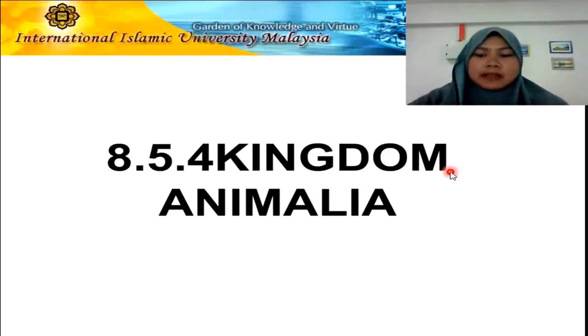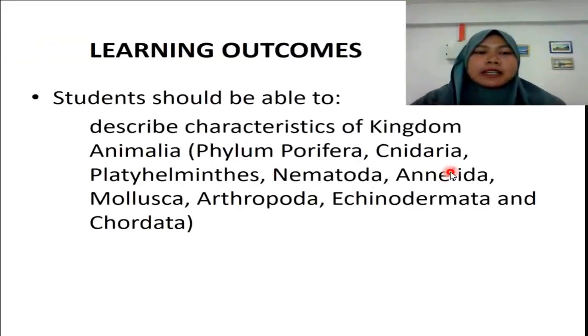In this subtopic on Kingdom Animalia, you should know the characteristics of Kingdom Animalia, including the phyla Porifera, Cnidaria, Platyhelminthes, Nematoda, Annelida, Mollusca, Arthropoda, Echinodermata, and Chordata. But before I proceed, I would like you to remember that you have to be really careful in the way you write the phylum. Make sure the first letter of the phylum is capital. I repeat, the first letter of the phylum should be capital.